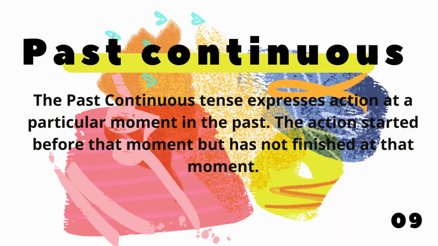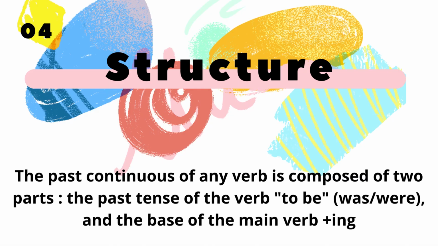Past continuous. The past continuous tense expresses actions at a particular moment in the past. The action started before that moment but has not finished at that moment. Structure. The past continuous of any verb is composed of two parts. The past tense of the verb to be, was, were, and the base of the main verb plus ing.